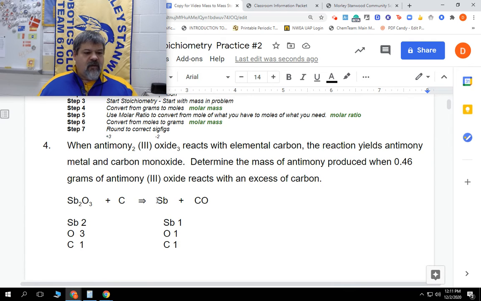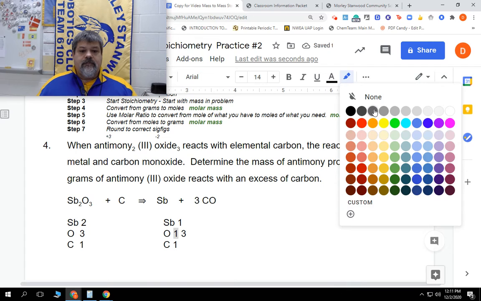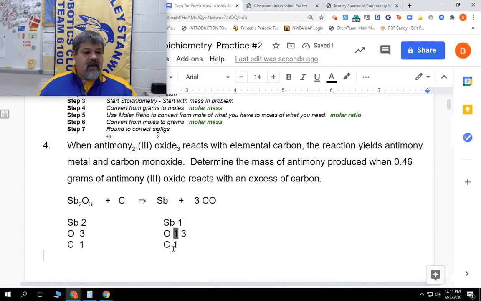The antimony is all by itself, so whatever coefficient I put at the front of it, it's going to be balanced. So we're going to do oxygen. I have 3 over here, and I have 1 over there, so I need to put a 3 in front of that. So I changed my oxygen to 3, and we'll go ahead and get rid of that. And what else did it change? It changed my carbon. So it changed my carbon to 3. So I'm going to put that over and put a 3 there. I'm going to get rid of this. Okay, so now we have our 3, 3.